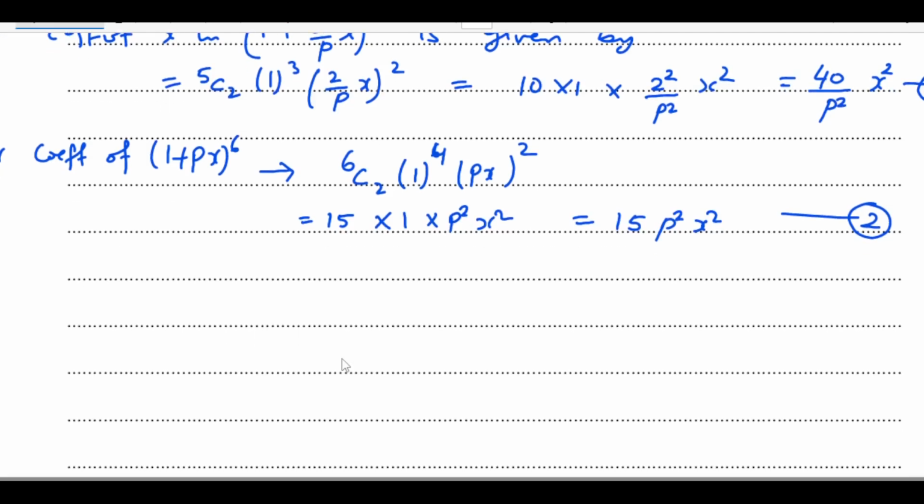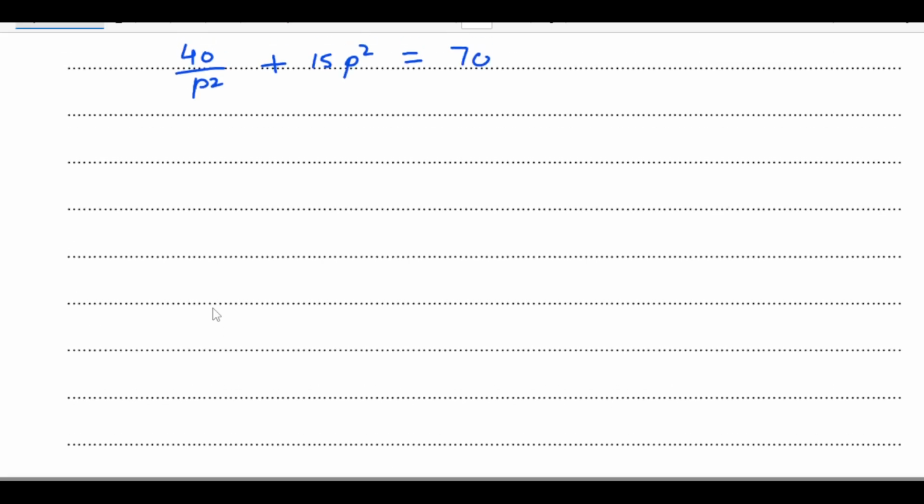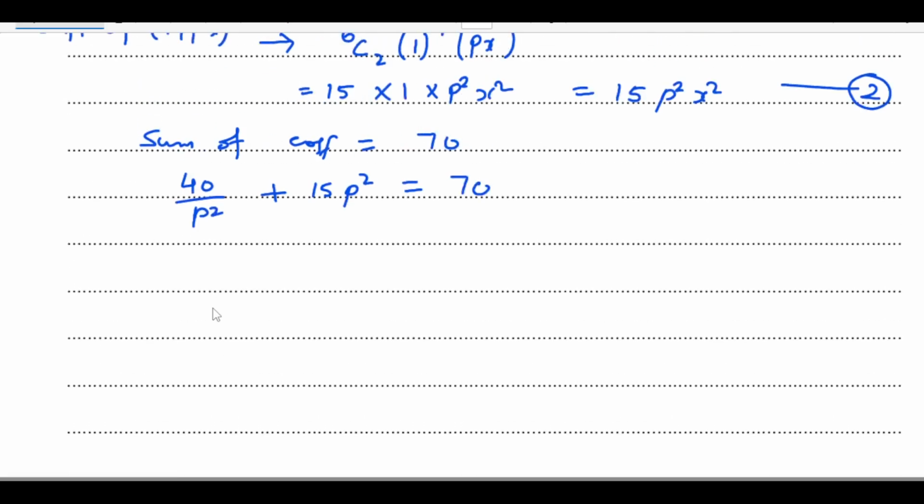So now we are going to add. We are given that the sum of the coefficients of x squared is equal to 70. So this is going to be 40 over p squared plus 15 p squared, and this is equal to 70. Now we are just going to simplify this for p. I will multiply the whole equation by p squared, then I will get 40 plus 15 p power 4 equals 70 p squared.